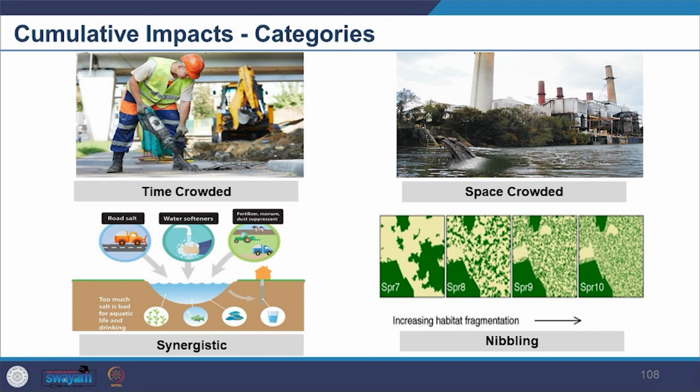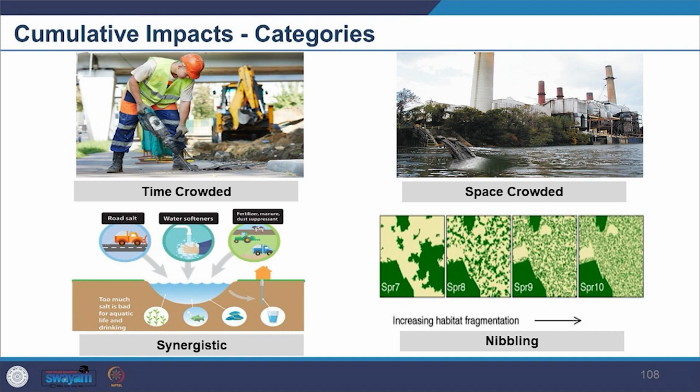Further, it can be of space crowded type, where impacts of various activities are too close to each other. So then the impact of one and the other is all concentrated. So for example, effluent from multiple factories into one stretch of river. The river is taking waste from one, but then many other factories are also discharging, so that impacts the health of the river. Cumulative health of the river is affected by that.